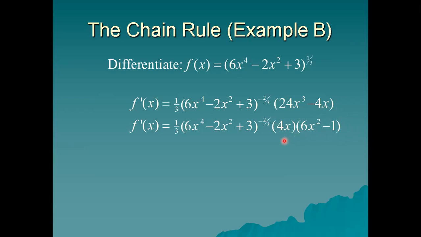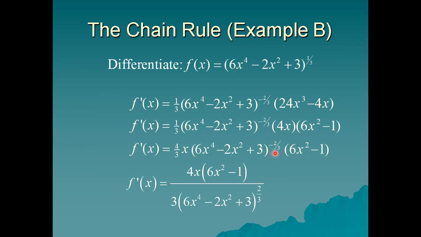So don't be shocked. After that, we simplify. That's equal to 4 over 3x times the quantity of 6x to the power of 4 minus 2x squared plus 3, quantity raised to the power of negative 2/3, times 6x squared minus 1. As you can see, we can still simplify this by moving the negative 2/3 exponent to the denominator.